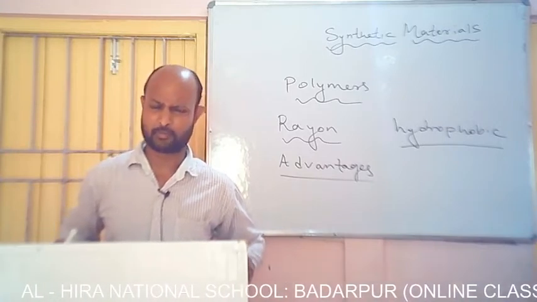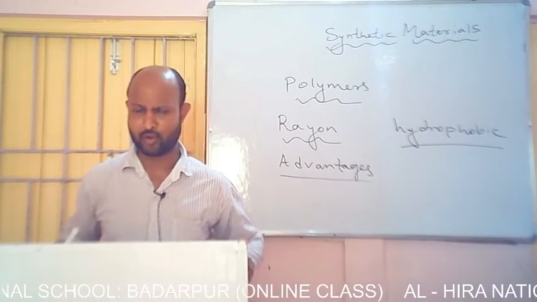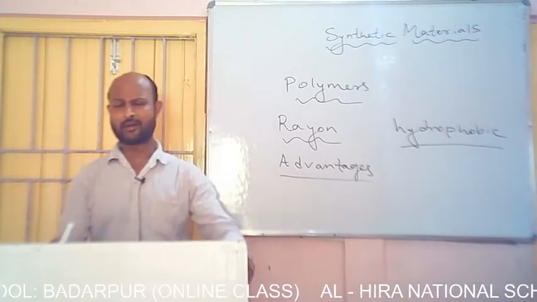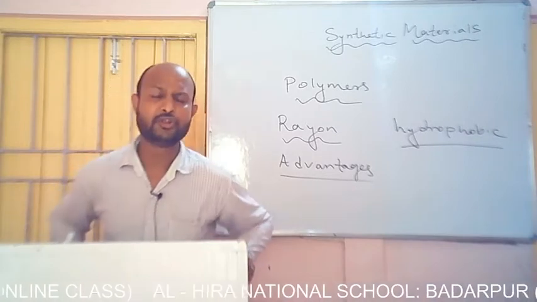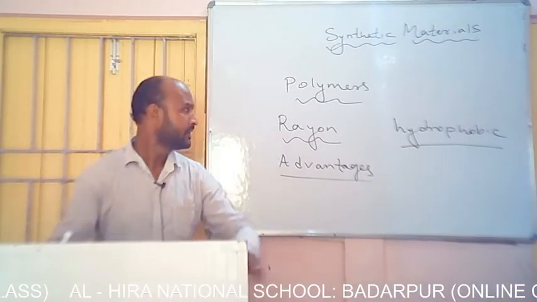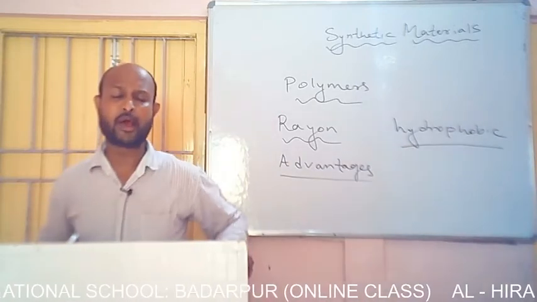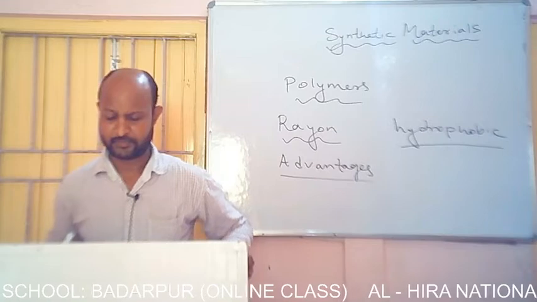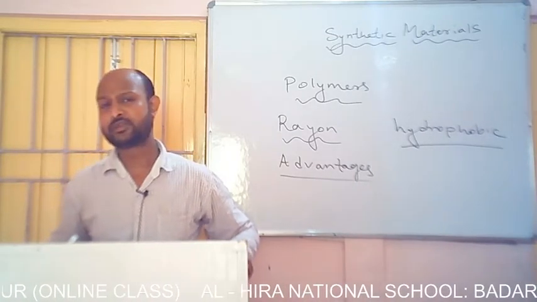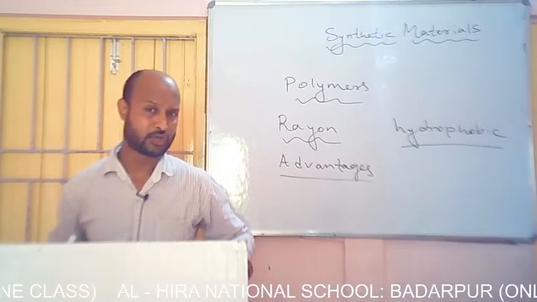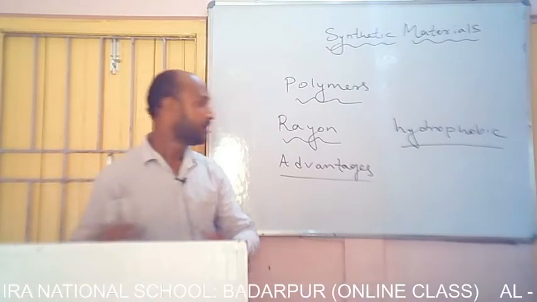They do not absorb moisture, or they do not absorb sweat and all. So the clothes which are made of synthetic fibers are quite uncomfortable to wear because they are hydrophobic. It means that they do not absorb moisture. Secondly, the clothes which are made of natural fibers such as cotton, jute, silk and all, these are hydrophilic.